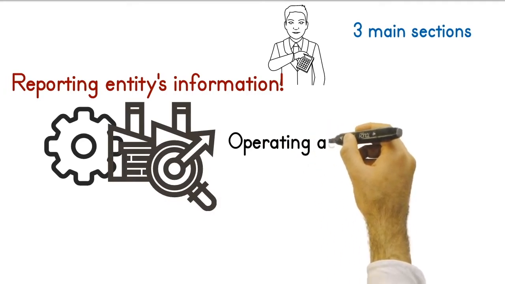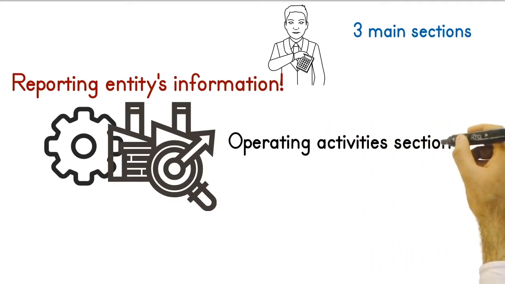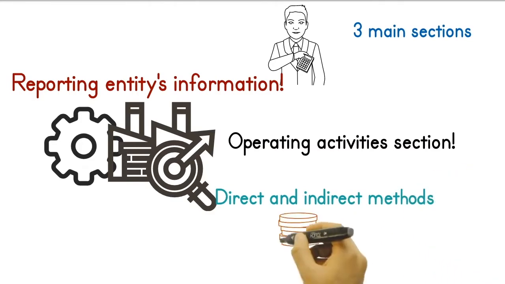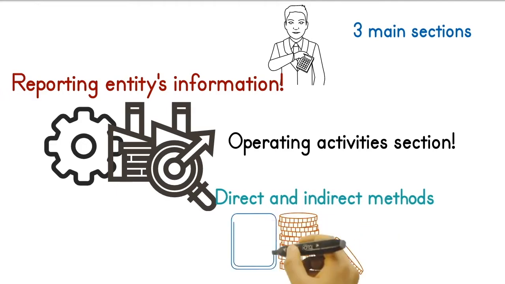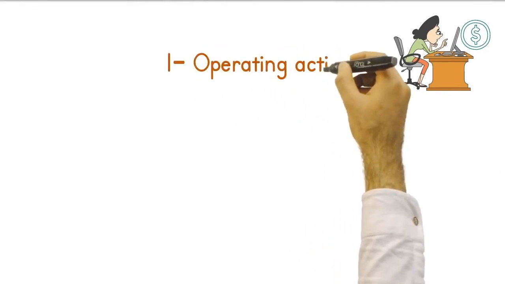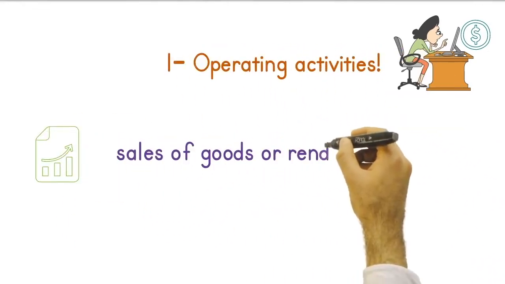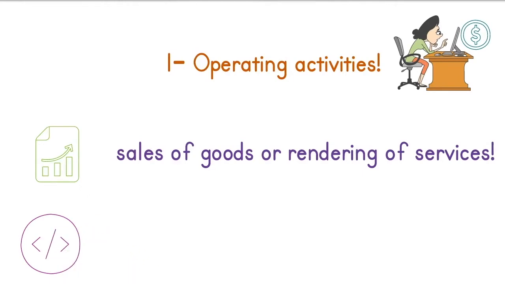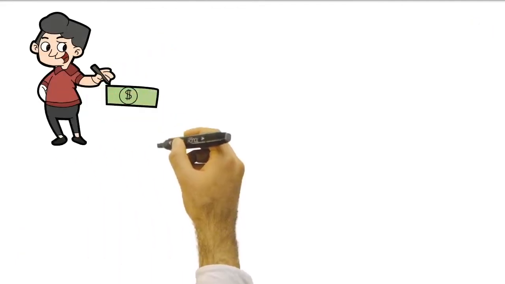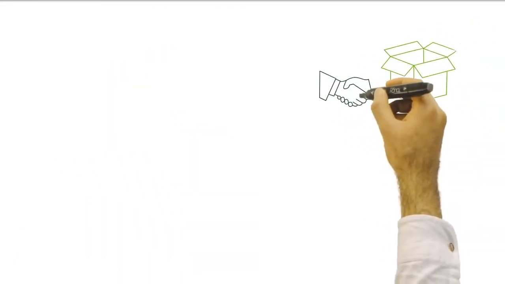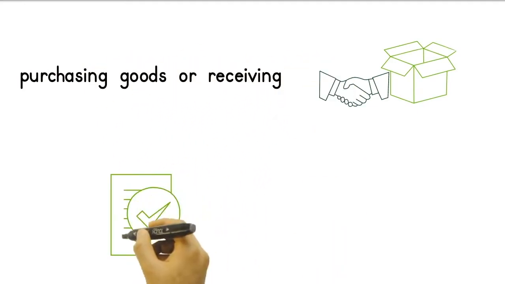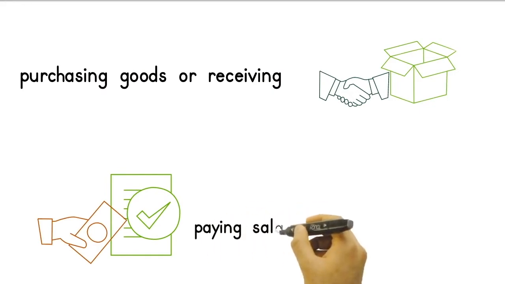There are two methods, the direct and indirect method. However, practically speaking, the indirect method is the common one, where you start by extracting net profit or loss, for both the reporting period and comparative figures. The elements of cash in under operating activities are sales of goods or rendering services. Another source of cash in could be royalties, fees, or commission that an entity would generate from operations. On the other hand, the elements of cash out under operating activities are payments to suppliers in the form of purchasing goods or receiving services, and paying salaries to the employees of an entity.